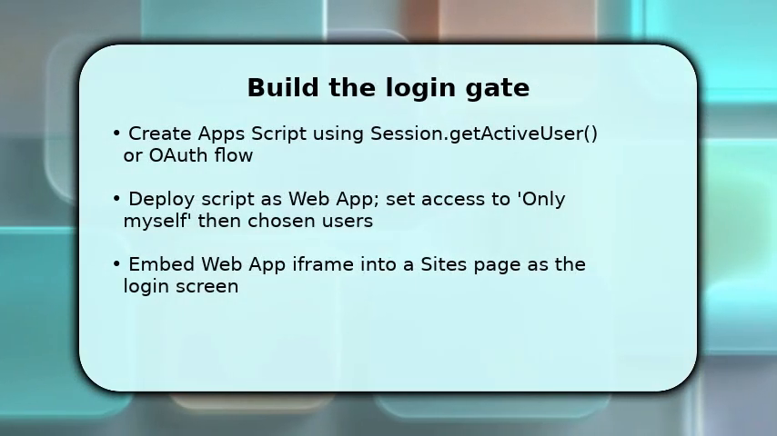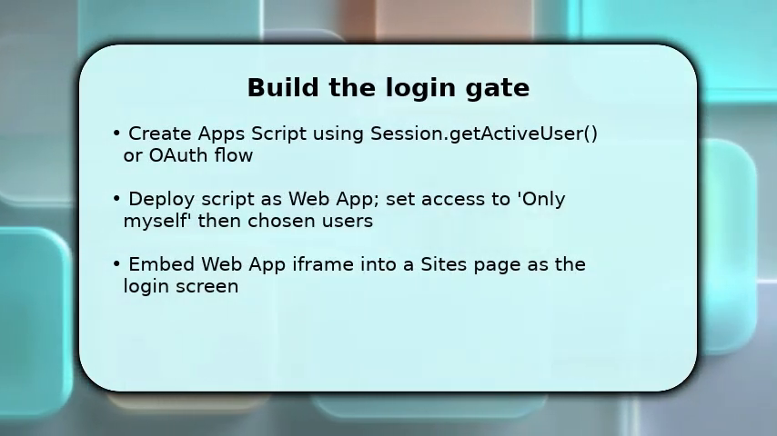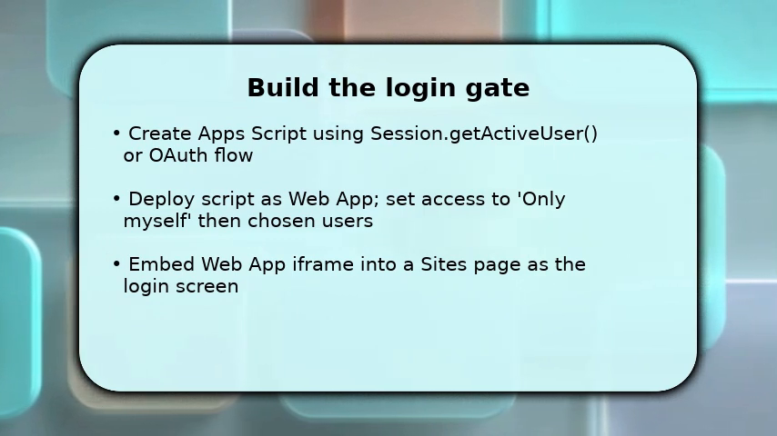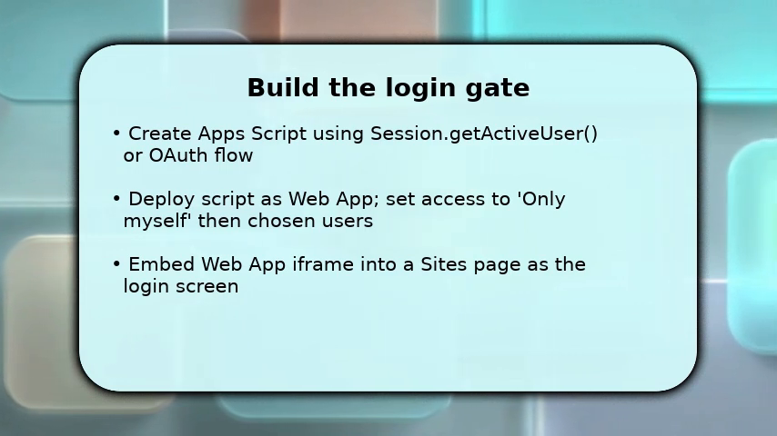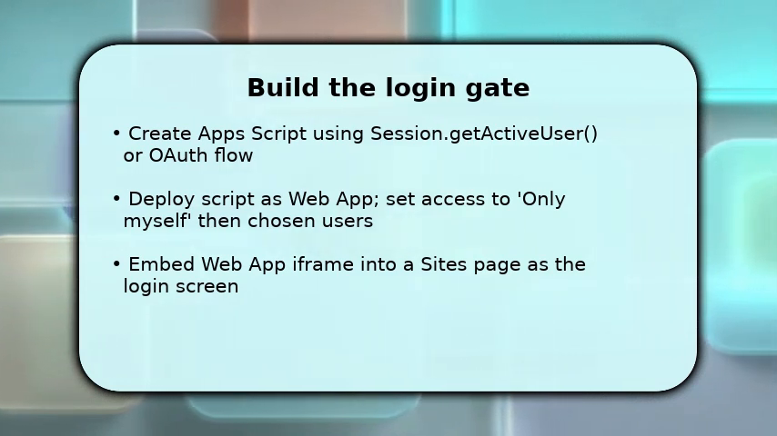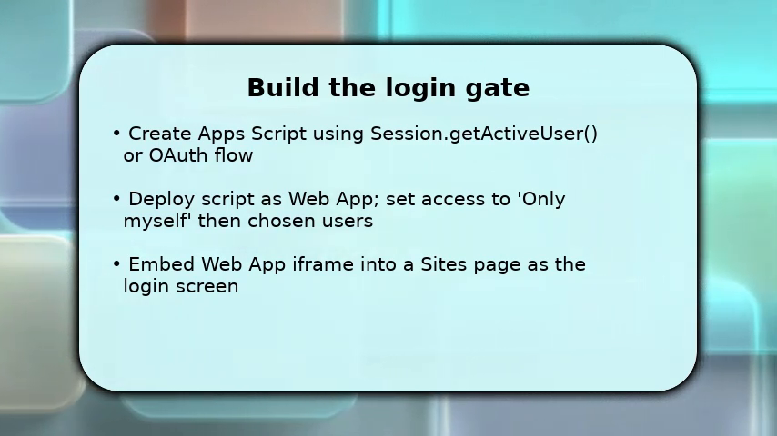Now build the gate. Write an Apps Script function that reads Session.getActiveUser, or implements OAuth to verify the signed-in user against an allow list. Once the logic is ready, deploy the script as a web app and configure Execute as and Who has access. Use domain-restricted or explicit accounts.